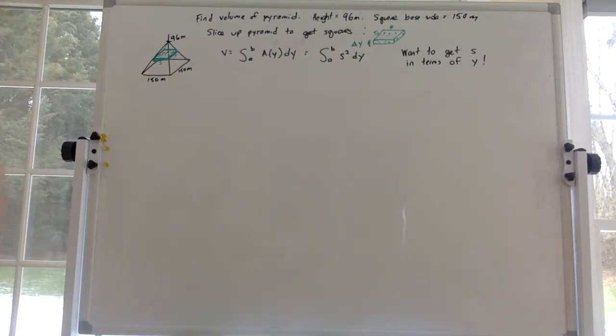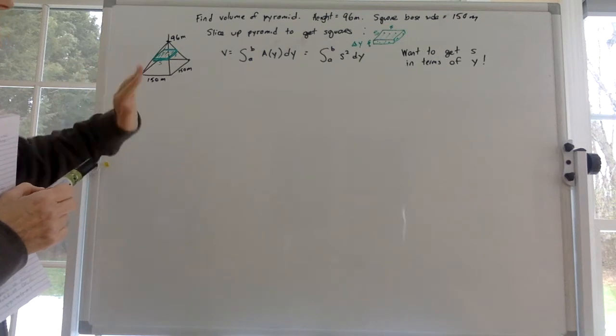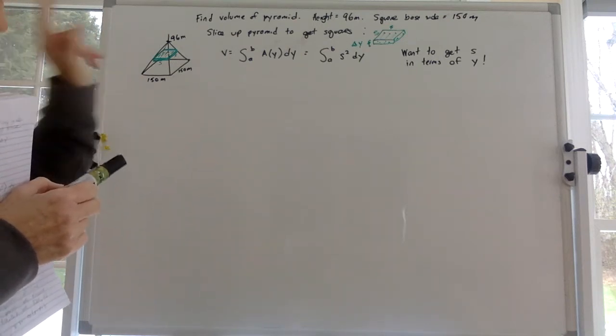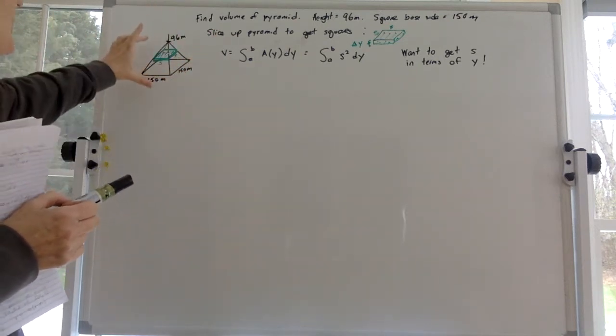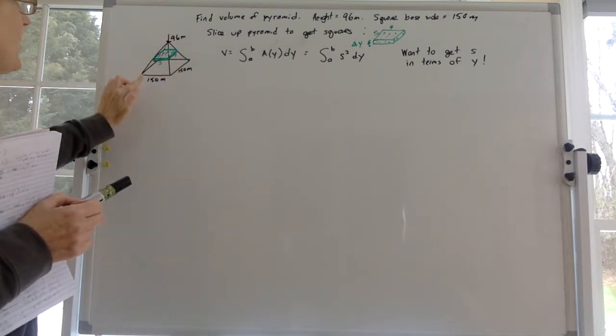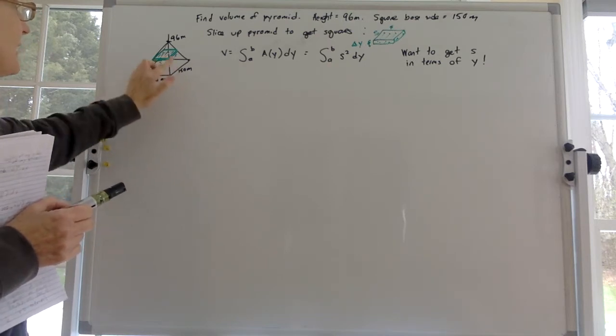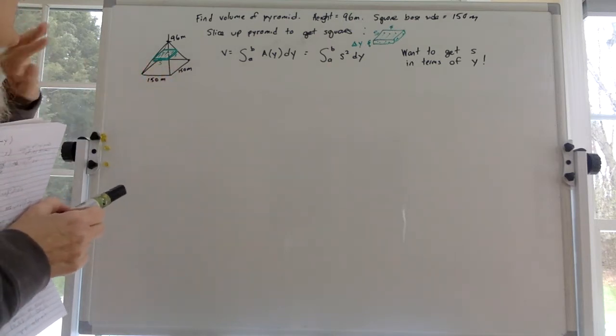Okay, in this problem, we want to find the volume of a pyramid. And all they give you is the height, which is 96 meters. So I drew a pyramid with a height of 96 meters and a square base. It's got a square base that's 150 meters, so each side is 150 and it's a square.